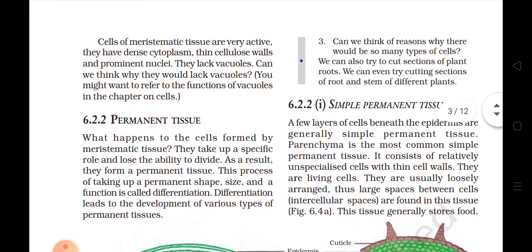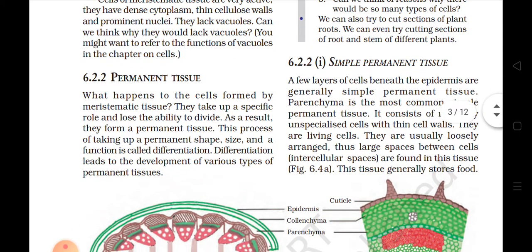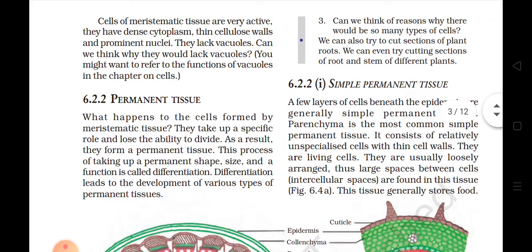Now the next tissue is known as permanent tissue. Okay. See, permanent tissues are of two types: simple permanent tissue and the complex permanent tissue. Simple permanent tissue and complex permanent tissue. See, first we'll see the difference between the meristematic tissue and the permanent tissue. Now meristematic tissues are in the growth region, means they divide very fast. Okay, they are very active tissues.